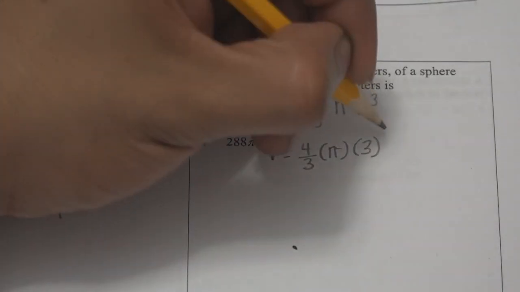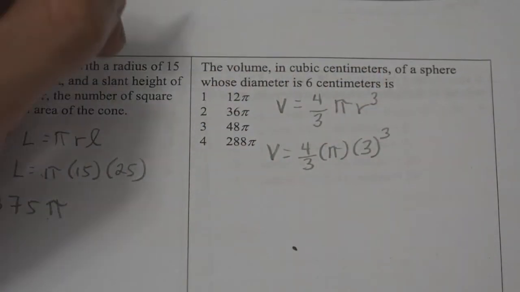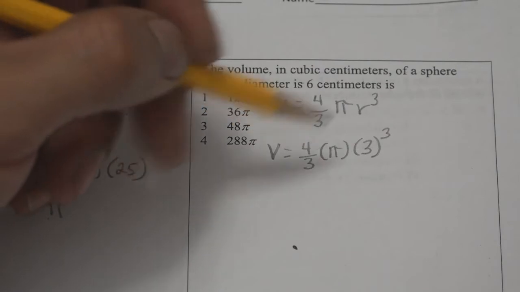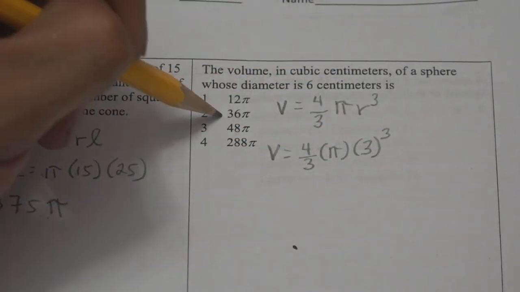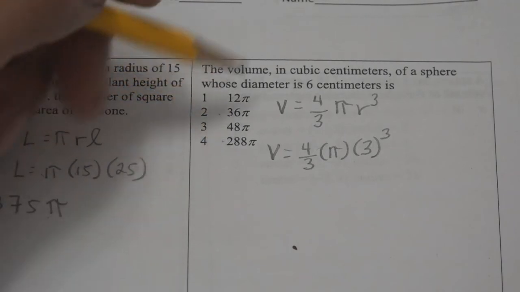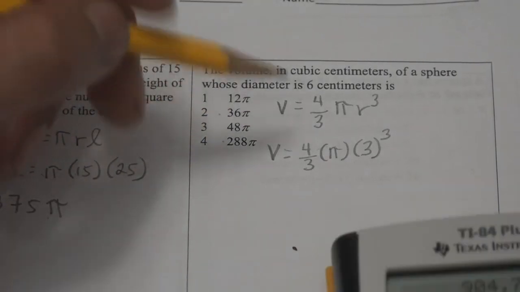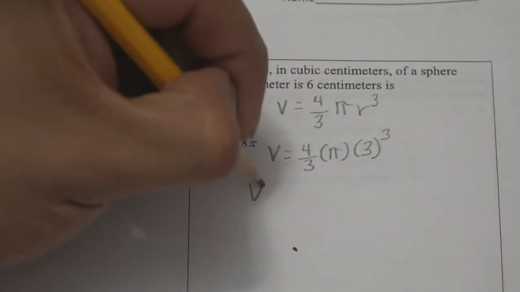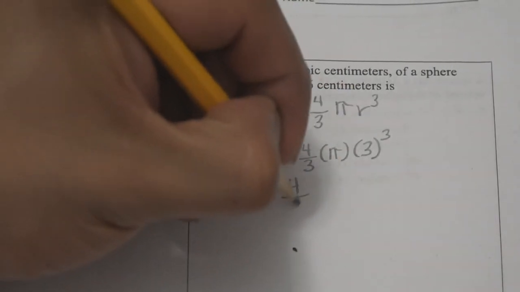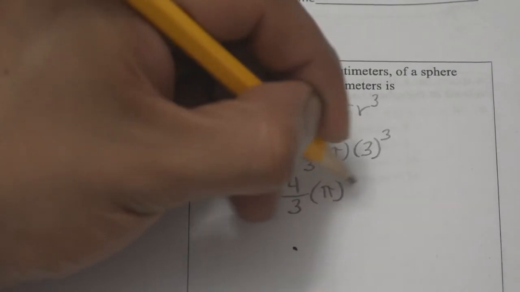If the diameter is 6, the radius is 3, and that is to the third power. I know that 3 to the third power is 27, because 3 times 3 times 3 is 27. Look at the choices. They are all in terms of pi, so that means I just have to multiply the numbers. So I have volume equals 4 over 3 times pi times 27.